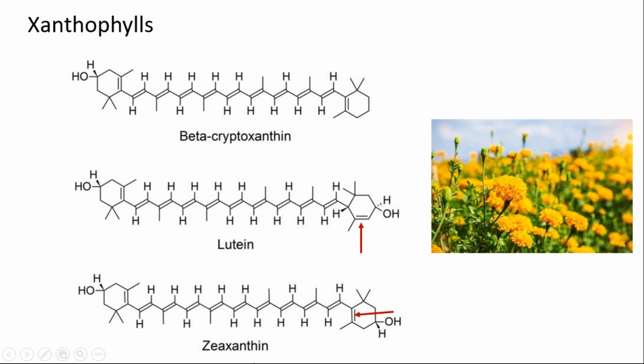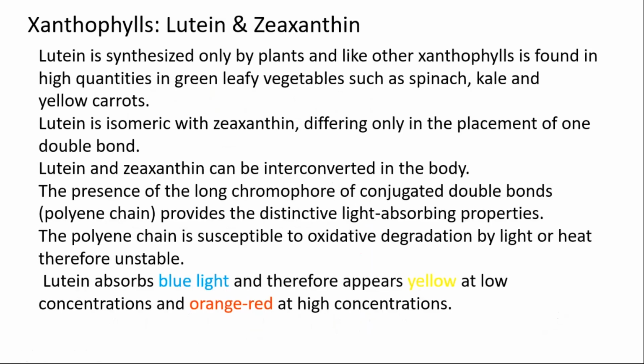Lutein and zeaxanthin are isomers. The only difference between lutein and zeaxanthin is where the double bond is placed. In lutein it is here, and in zeaxanthin it is down. Lutein is synthesized only by plants and, like other xanthophylls, is found in high quantities, especially in green leafy vegetables such as spinach, coriander leaf, kale, and yellow carrots. It is isomeric with zeaxanthin, and they can be interconverted.